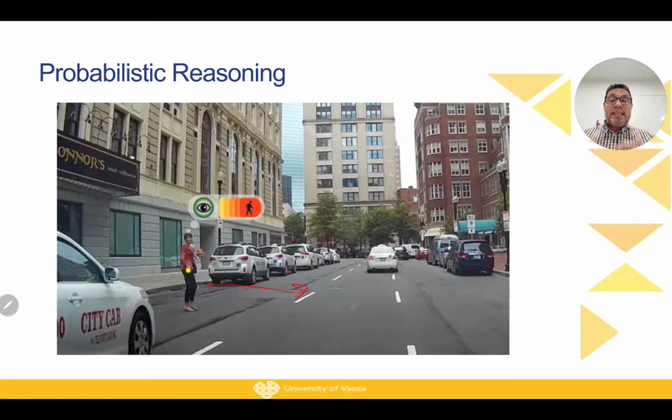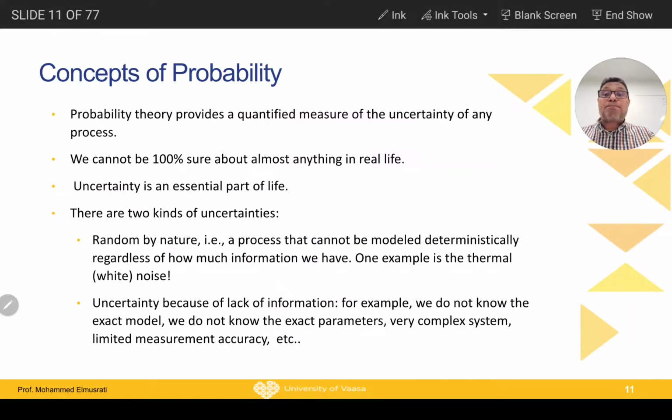But how to make this work for machines? How to make the machine observe different choices and then select the best one? And what is the meaning of best one? When we say best, under what criteria? These are the things that we are going to explain.